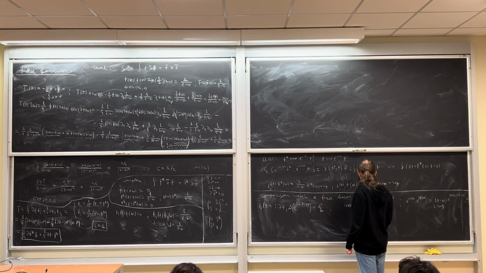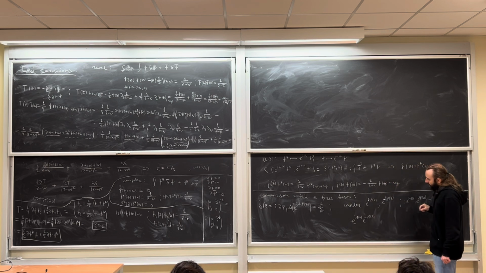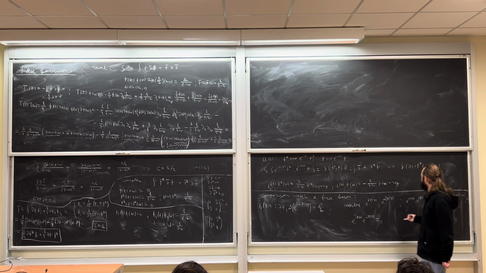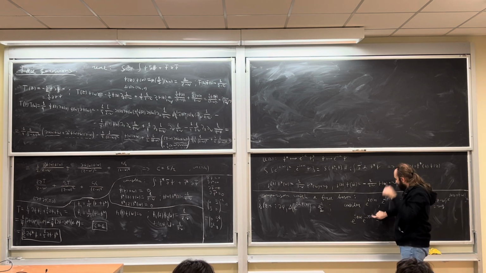Now let us consider e to I phi of z with e to minus I phi of w. Who knows what is in this OPE?